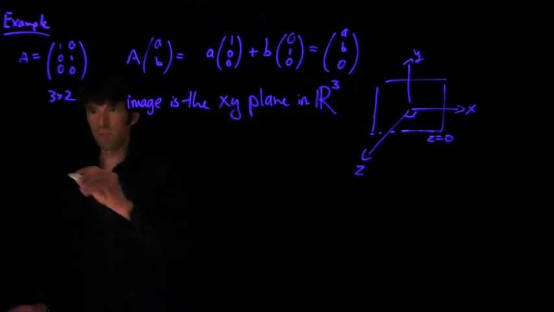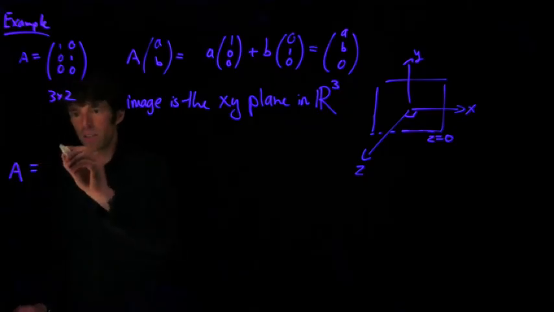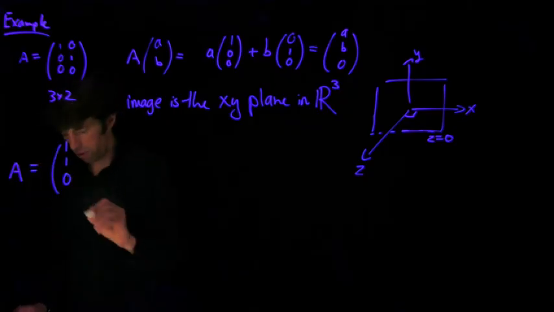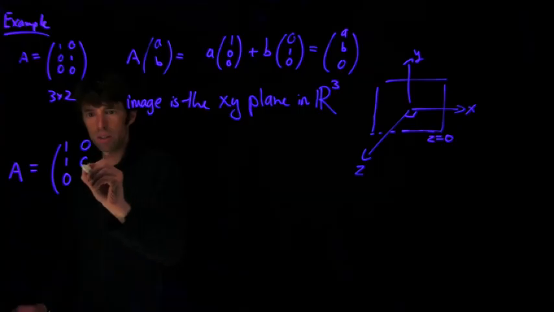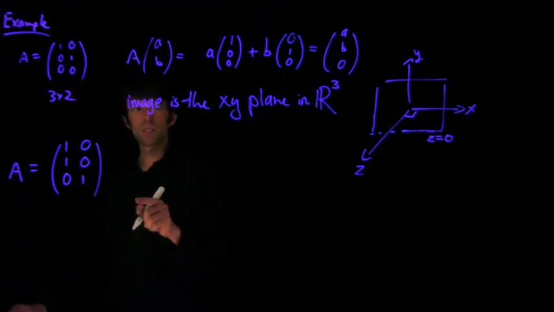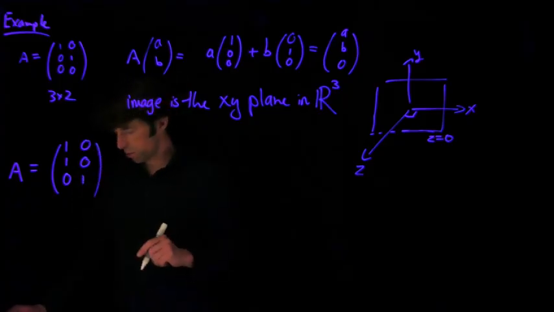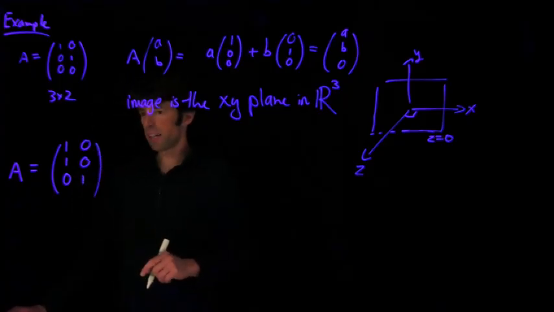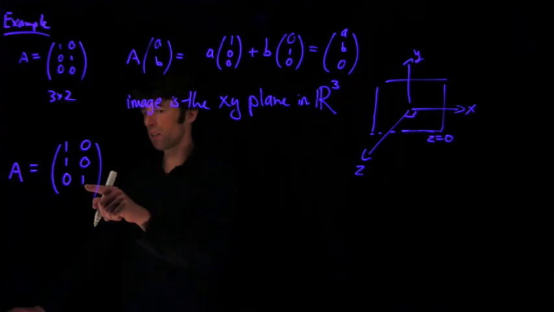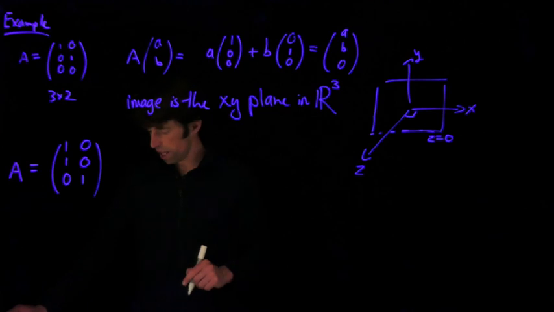Okay, let's try another example. What if instead I change my matrix a little bit? So now it's 1, 1, 0, and then 0, 0, 1. In this case, the image is the column span. It's the span of these two vectors. So it's everything I can get by walking either along the z-axis or along this vector, which points a little bit in the x direction and a little bit in the y direction.